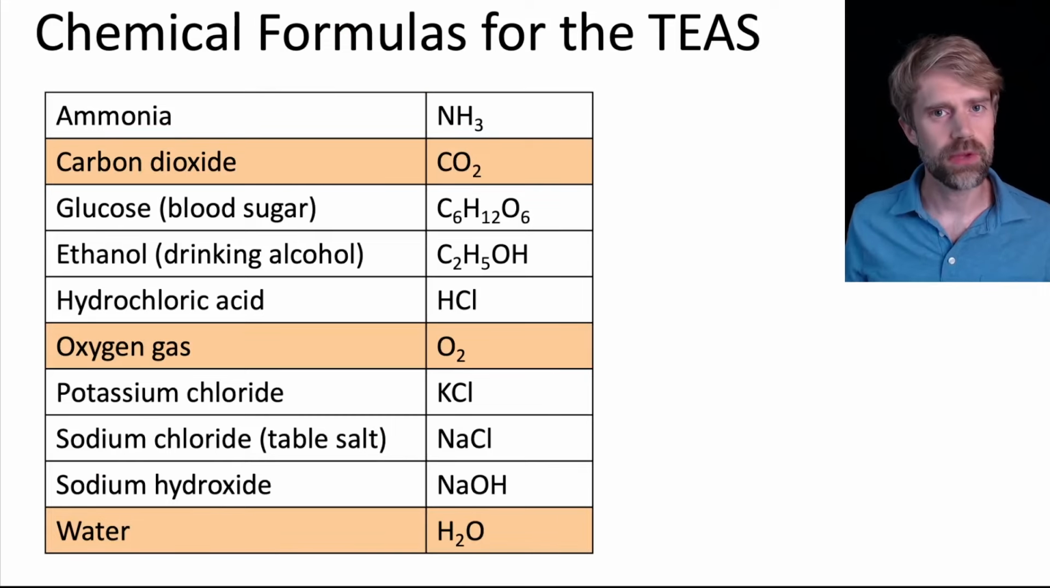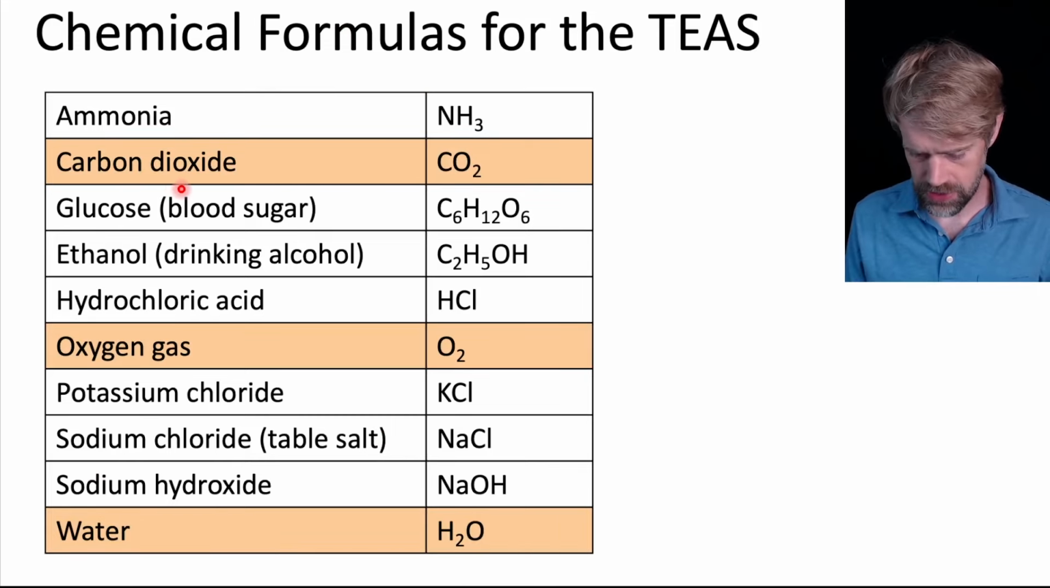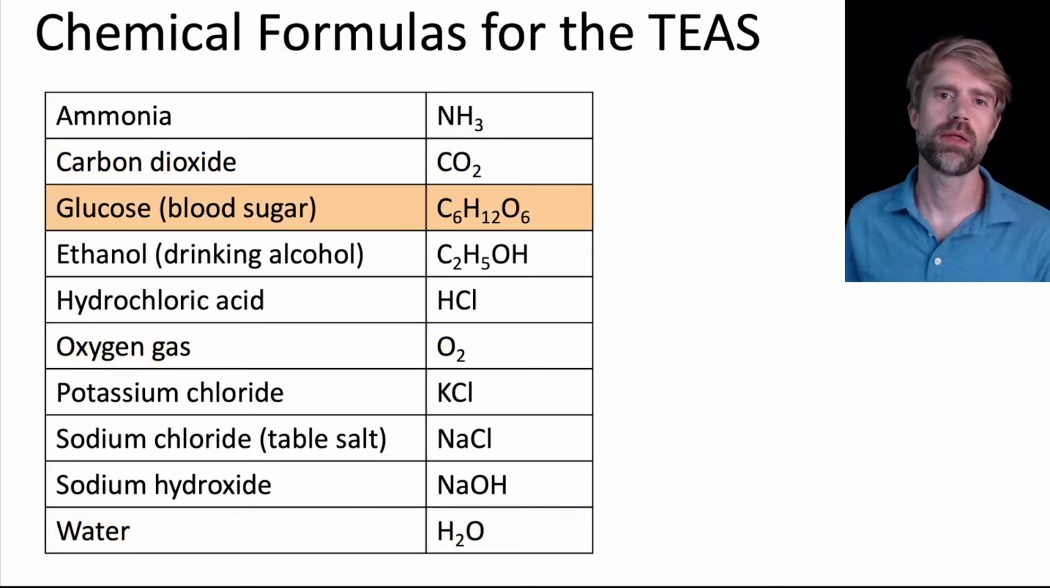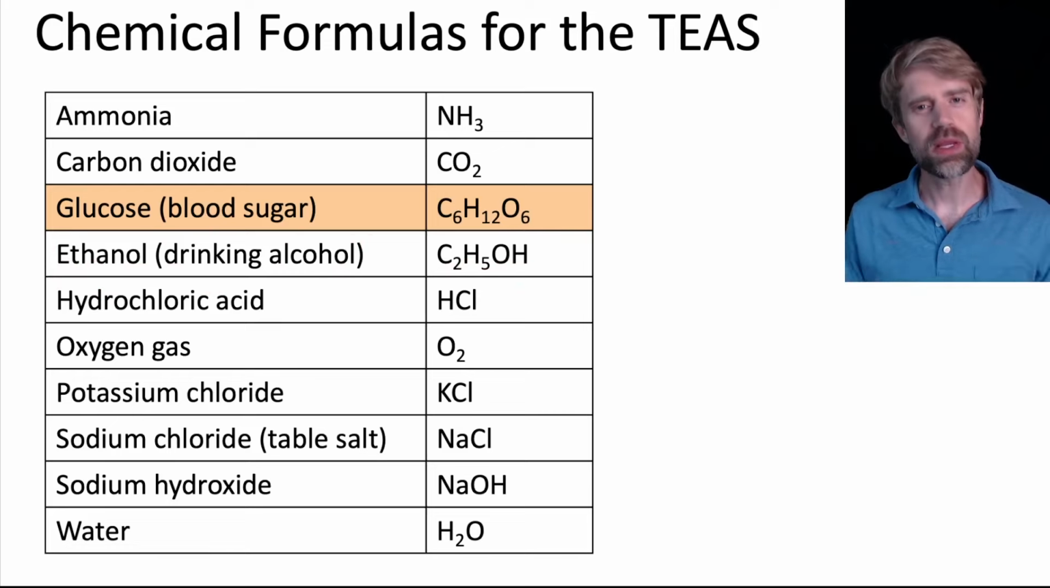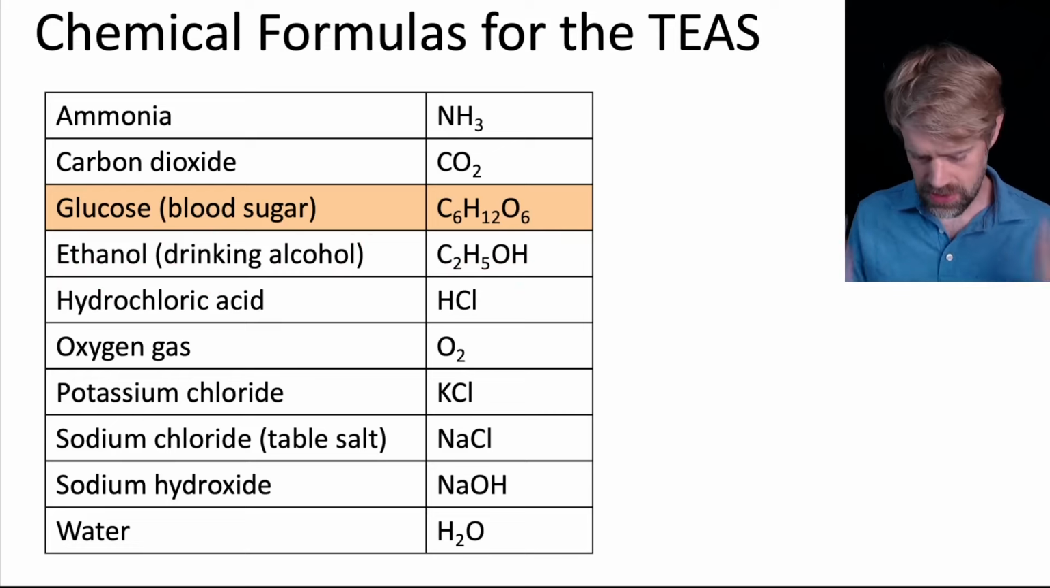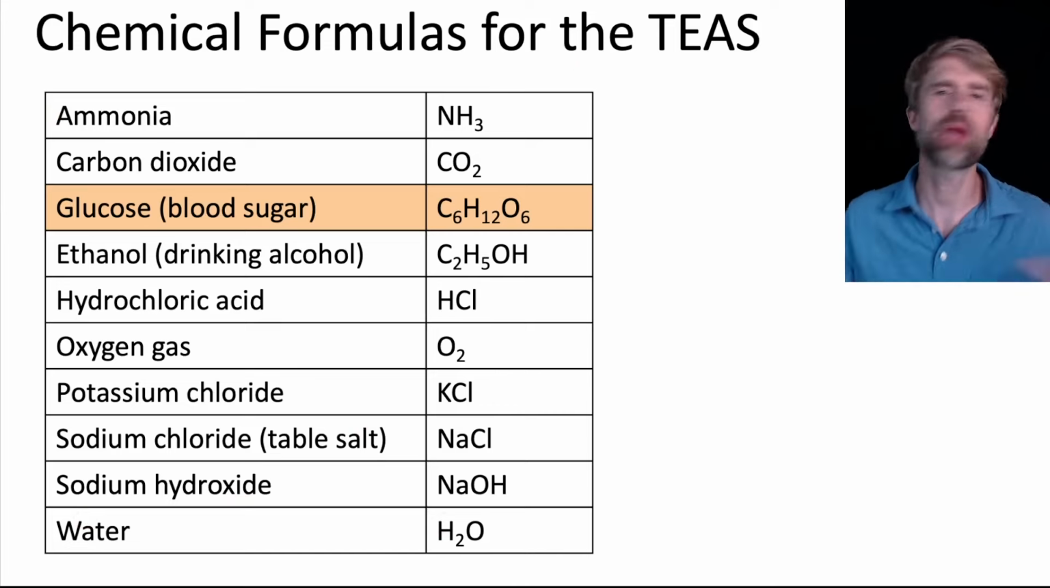Some of them might be familiar, okay, like carbon dioxide is CO2, oxygen gas is O2, water is H2O. But there are a couple that you might not know, like glucose or blood sugar, which is C6H12O6, ethanol, which is the type of alcohol that you drink, C2H5OH. You really need to memorize this list of names and formulas. There's just no getting around it, okay?